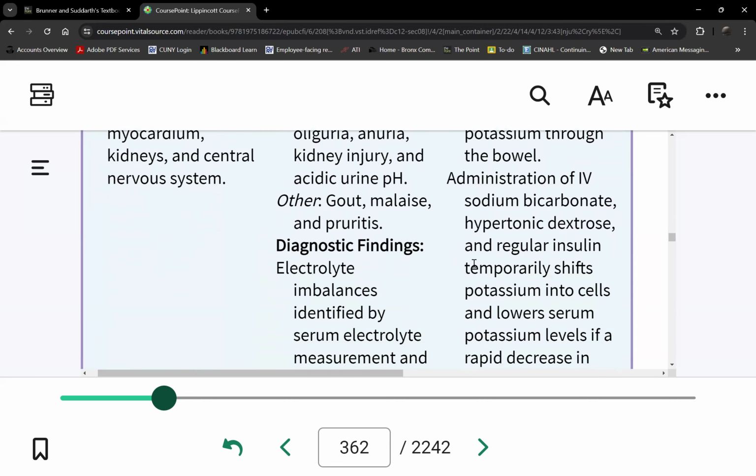So I encourage you to go back to the fluid and electrolyte chapter for the complete management of hyperkalemia, ranging from calcium gluconate to sodium bicarb to regular insulin IV with dextrose to sodium polystyrene sulfonate. And there was a new drug, Patiromer, mentioned in this edition. Okay, and of course, don't forget hemodialysis. And of course, priority is cardiac monitoring because of hyperkalemia.